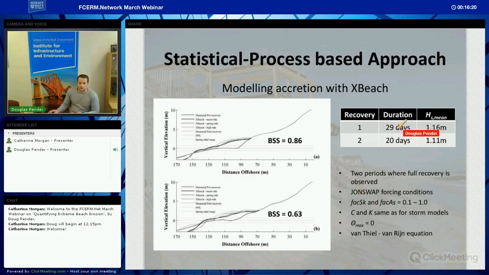So these are the results for a 29 and a 20-day period where the mean wave height was small, so there were no storm events. The mean wave height is just over a metre in both these cases. And you can see what's happened here. You have the pre-recovery, so a fully dissipative beach stage, where it's all been eroded away. Then after 29 days, you have this big, fully reflective berm that's been accreted back on. And you have the same here for this 28-day period. And if you set XBeach up in a particular way, you can get pretty good skill scores for both these periods during the accretion.